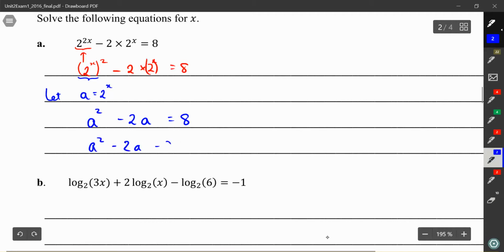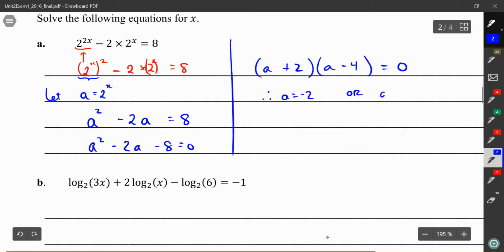And you get this kind of problem here. You've got a squared minus 2a minus 8. See if you can factorize it. So if we try to factorize it, we will now get, what's this? Maybe negative 4 plus 2. Does that work? Negative 4. Yes, it does work. And so therefore a is equal to negative 2 or a is equal to 4.